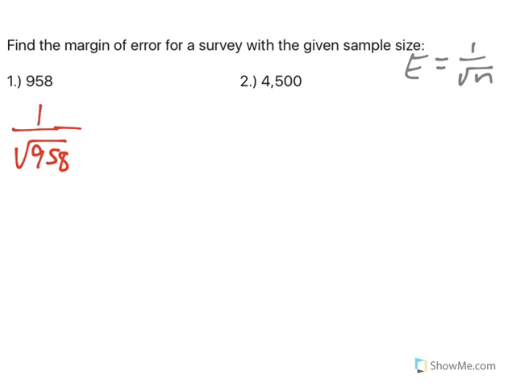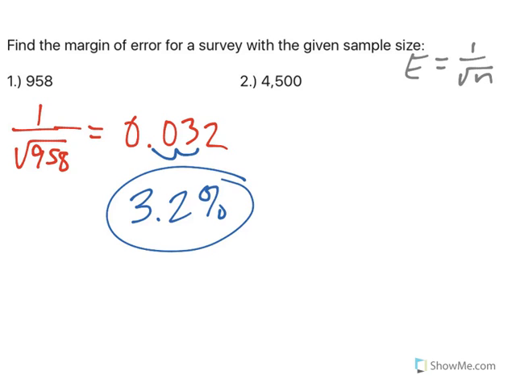The number on top is definitely smaller, so you know your answer is going to be smaller than 1. In this case, you should get 0.032. That's what your calculator should spit out. Now to change to a percent, we multiply by 100, and we have 3.2%.